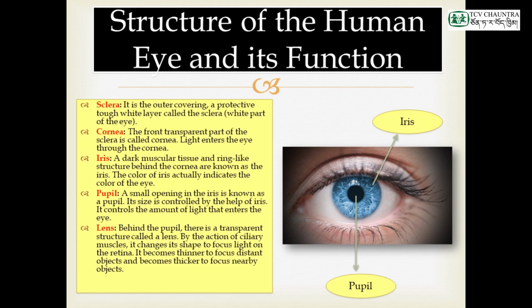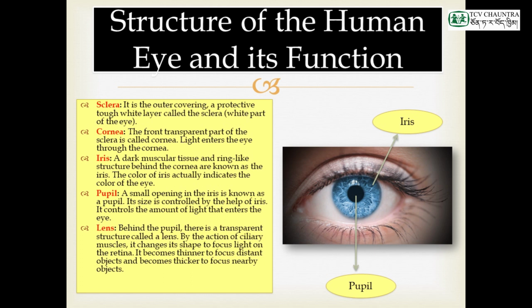This lens is formed within the body, it is very natural. So behind the pupil there is a transparent structure called the lens, the eye lens. The eye lens has a focal length over here, and the focal length can become shorter or longer.